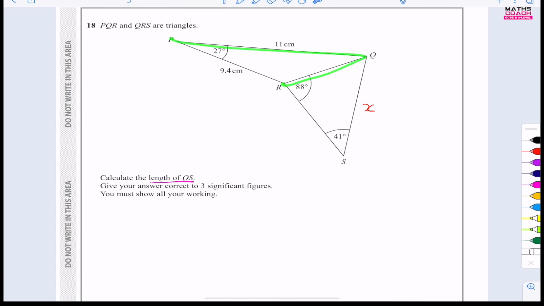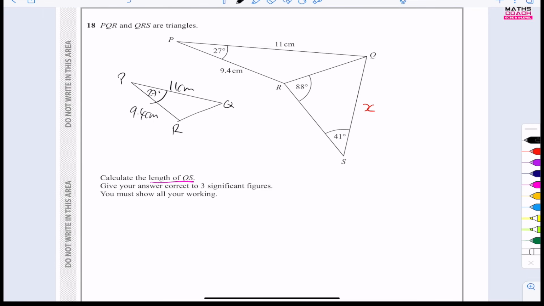So let's look at this triangle here. I've got two sides and an angle, no problem. And I could use this to find this length here. So once I know this length, then I can have more action on this triangle. So let's draw this triangle out separately. So this is Q, this is P, this is 27, and this is 9.4 centimeters, and that's point R. And this is 11 as well. So I want to find RQ.